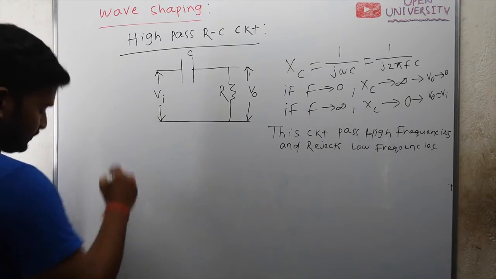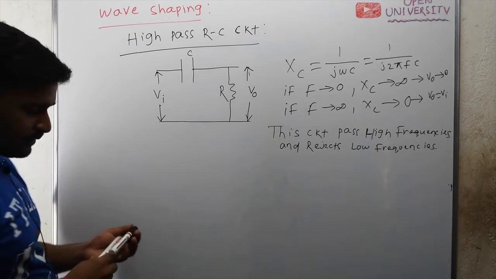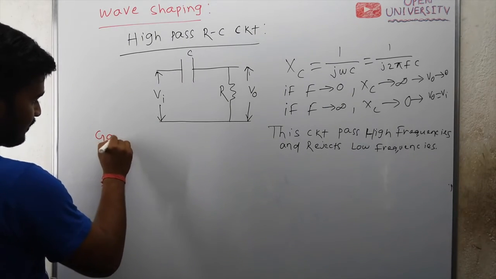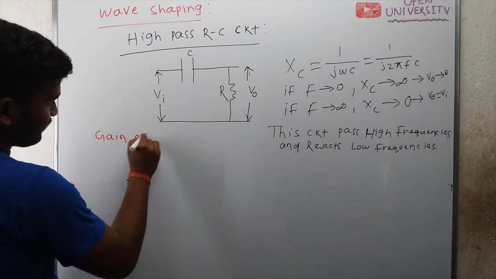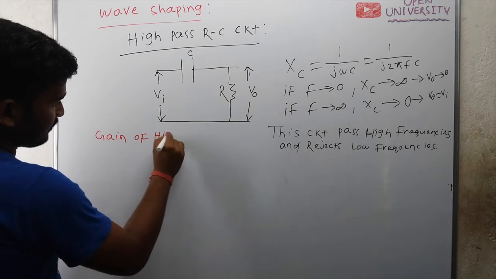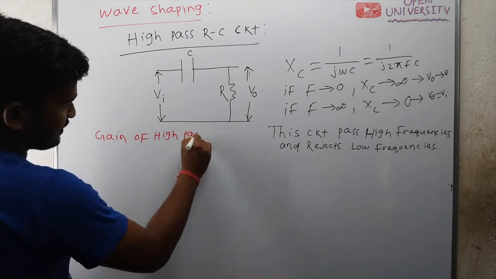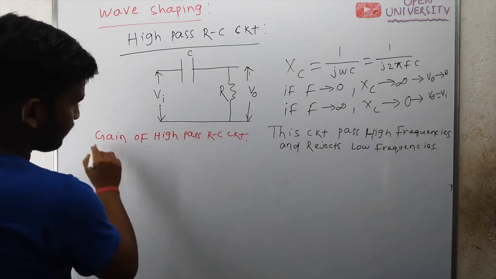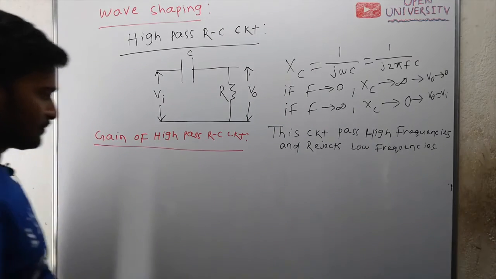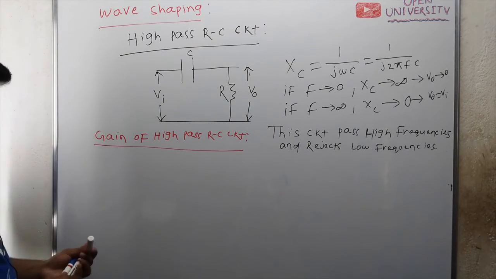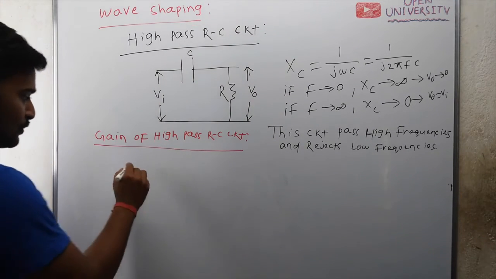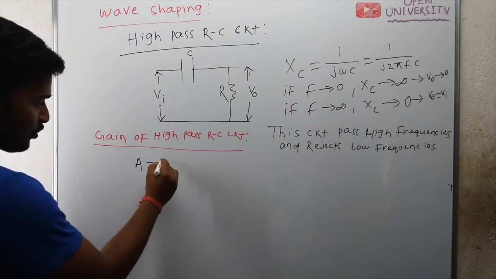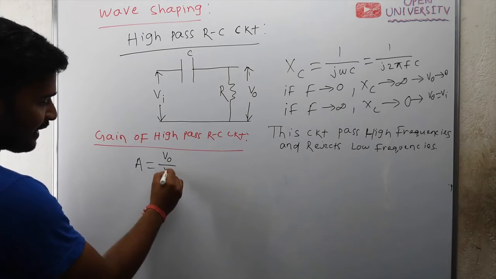Give the subheading: gain of high pass RC circuit. We'll calculate the formula of gain. We denote gain as A. This is the symbol of gain. Gain equal to Vo by Vi.